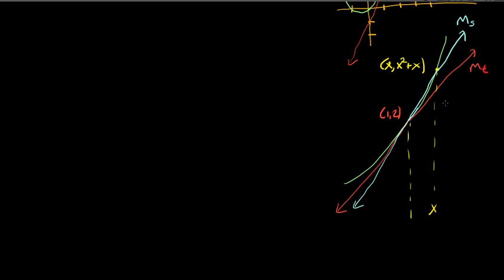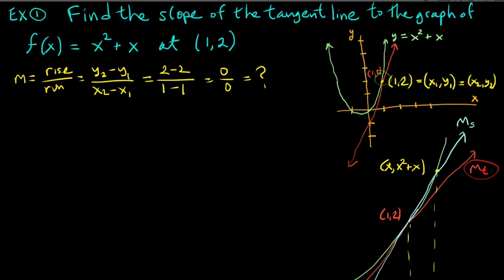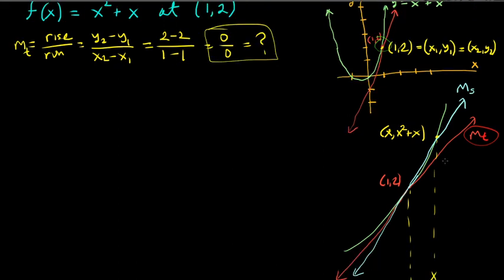And you might say, well, who cares? I'm looking for the slope of the tangent line, not the slope of the secant line. You can see they're different lines, so they will have different slopes. That's true. When we find the slope of the secant line, it won't be the same as the slope of the tangent line. It might be close, but it won't be exactly right. But again, we tried finding the slope of the tangent line. This is mt, and all we could come up with is this 0 over 0, which doesn't make any sense. That's not a number.